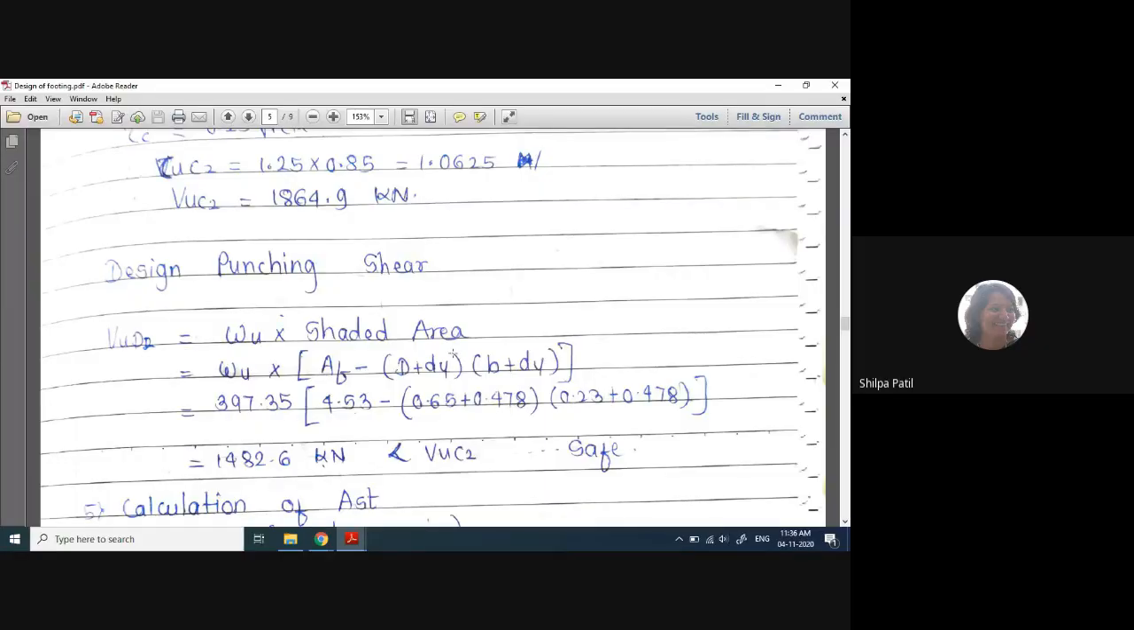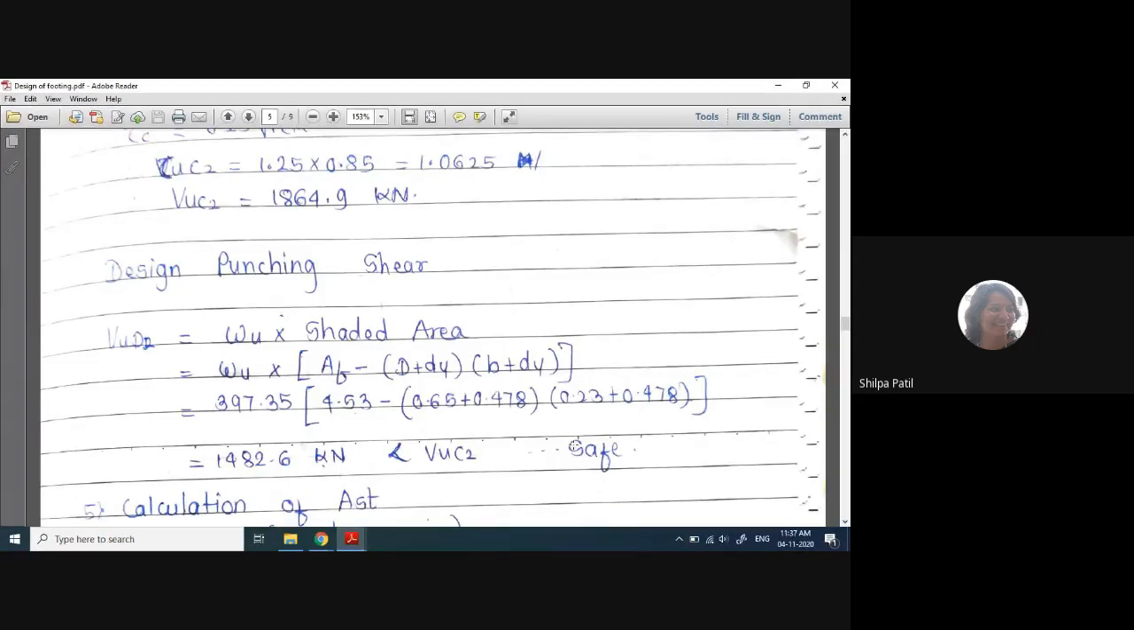So after doing the calculation, we are getting this VUD2, that is the design punching shear, as 1482.6 kilonewton, which is compared with VUC2, and it is less than VUC2. So this is safe. It means our footing is safe under punching shear or two-way shear.